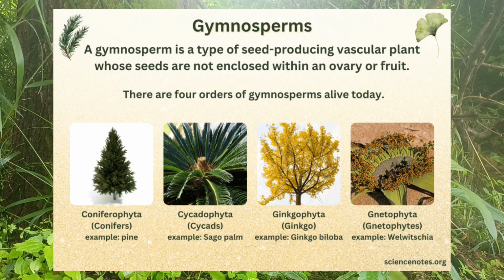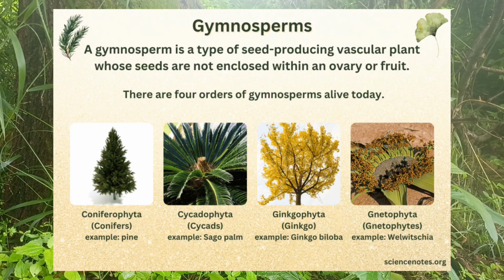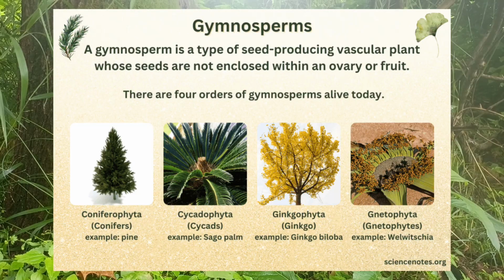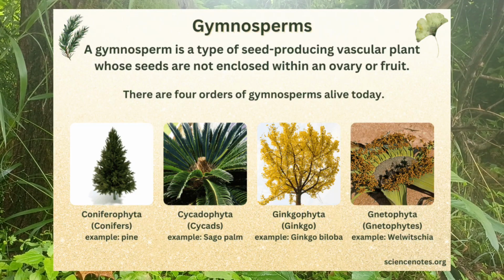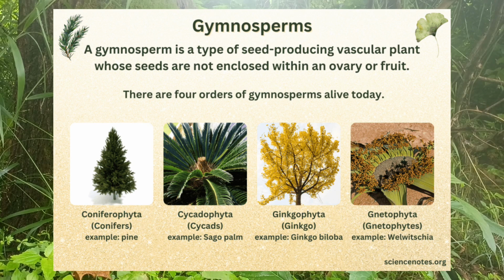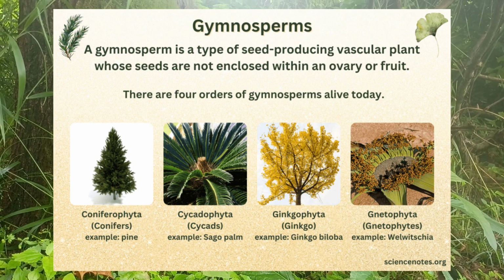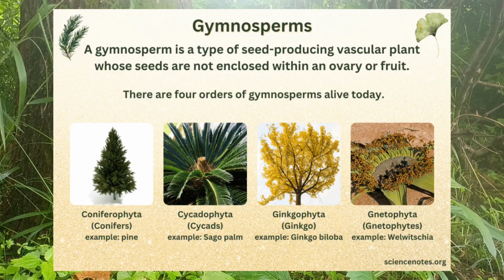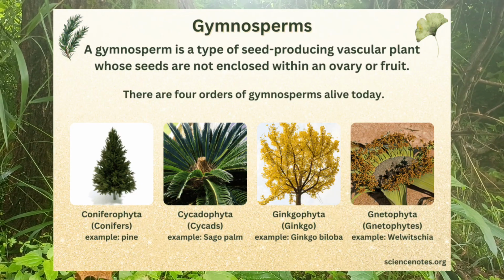Then you have conifers, which are pines, firs, cedars, or cypress. They have needle-like or scale-like leaves, and they're adapted to cold or dry environments. You also have ginkgo, which is an ancient tree species that's pollution-resistant and produces foul-smelling seeds. And then you have gnetophytes. Examples would be ephedra, an ephedrine source, or gnetum, which was a food source.